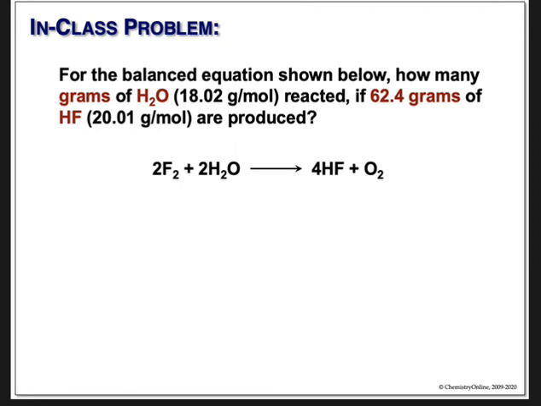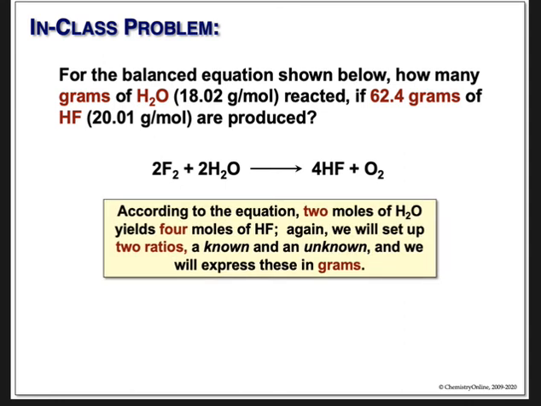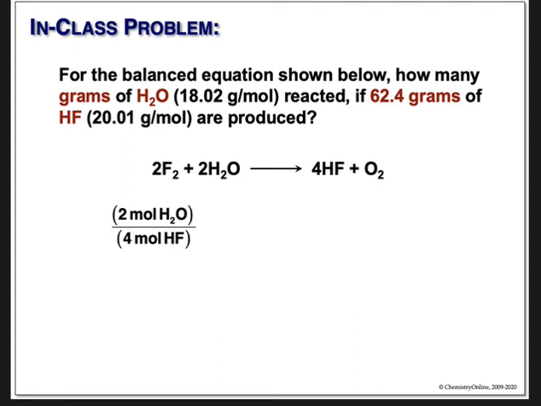We're going to start off this problem exactly the same way, and that is to look at our molar ratio. HF should be our denominator, that's our given. It takes 2 moles of water, 4 moles of HF. So let's write a ratio, 2 to 4. You can write 1 to 2, doesn't matter.